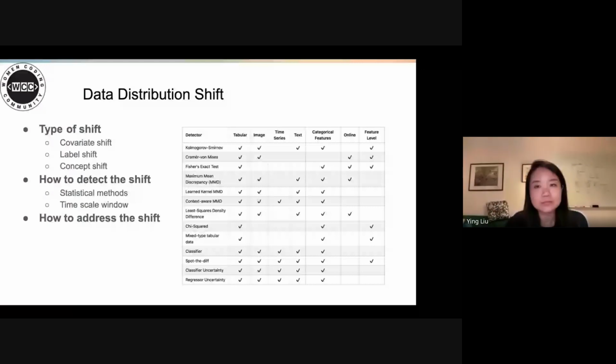So how do we address the shift? Sorry, it's not actually mentioned here. So how do we address these shifts? You have a model and you have input data shifts, output data shifts or some logic shifts. How do we actually solve it?